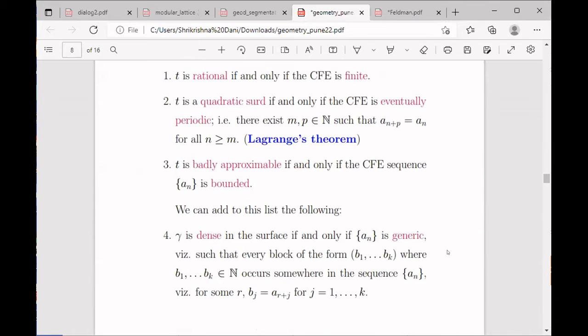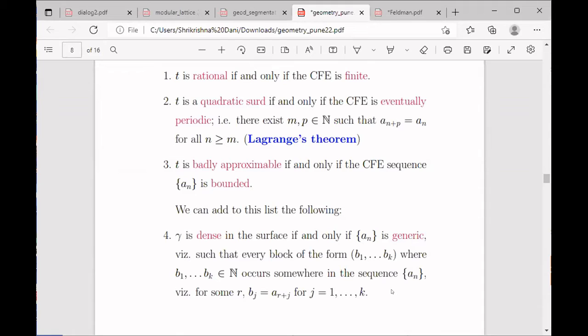Now, this is not relevant to what I'm going to say further. To complete the picture, let me also mention that in this case, the chord trajectory gamma will be dense in the surface if and only if the sequence an is generic in the following sense. You have a sequence an, and if you think of any finite block b1, b2, bk, then given any block, you find some string in the sequence which agrees with the block. If this holds for every block, then the sequence is called generic.